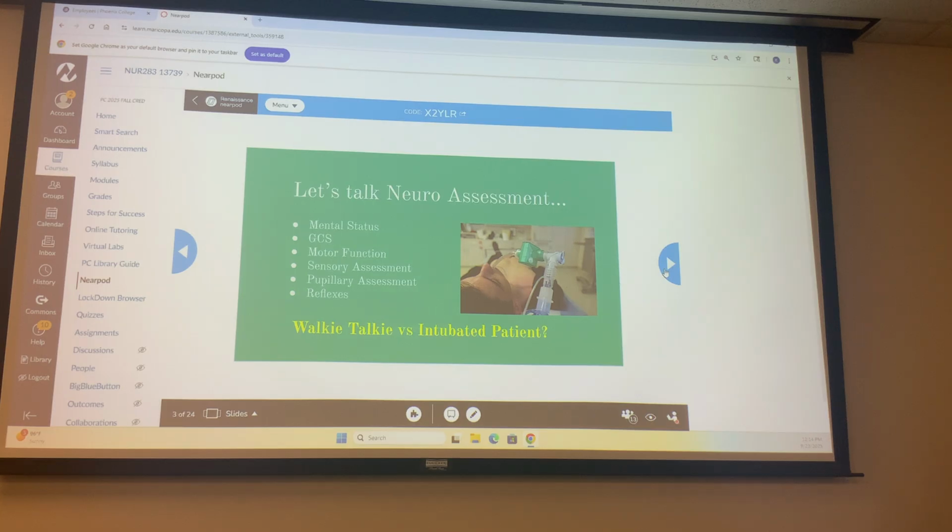Okay. So again, mental status has to do with their level of consciousness. When we're talking about a neurological problem, that is the most sensitive indicator that something has changed and gotten worse, okay? And with mental status, someone said it earlier, we can also talk about orientation.